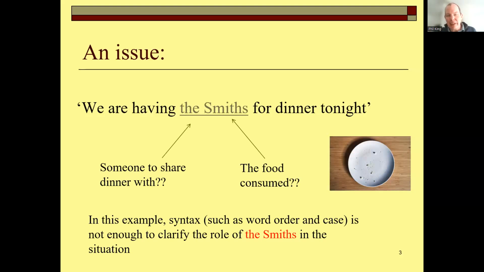This is just one more example of linguistic underdeterminacy. The language doesn't make it clear what the role is, and we have to infer the intended meaning. Here we have to infer the intended role of the Smiths in the sentence, according to the principle of relevance, what seems most relevant in the context, which is almost always going to be that they are the people we are eating dinner with, rather than the thing we are eating.